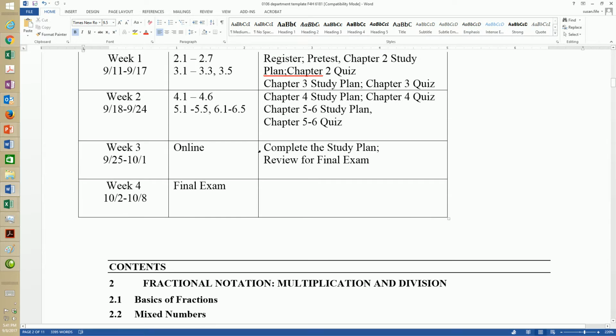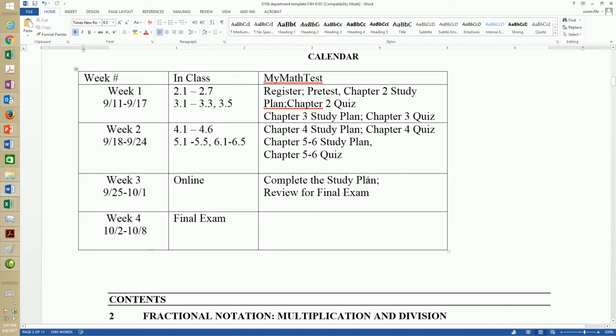Week 3 is online. It gives them a chance to complete the study plan, and then there's a review for the final exam that's on My Math Test. You could assign that, and then you could also assign the paper and pencil review for the final exam. And on week 4, they're still working on the review for the final exam, and then they'll take the final exam with your Math 409 course if you're teaching the paired Math 106, Math 409 course. Otherwise, they'll take their final exam with whoever is teaching Math 409.